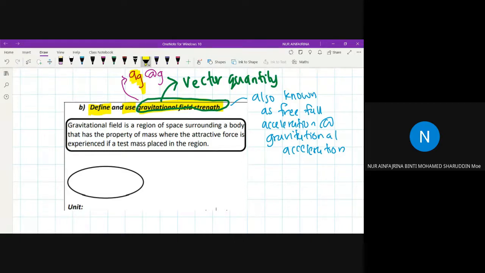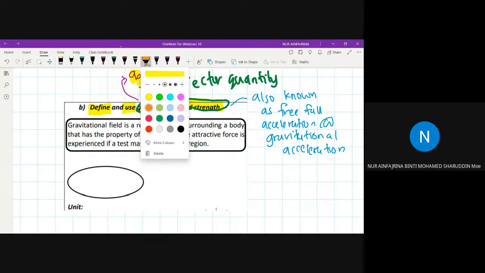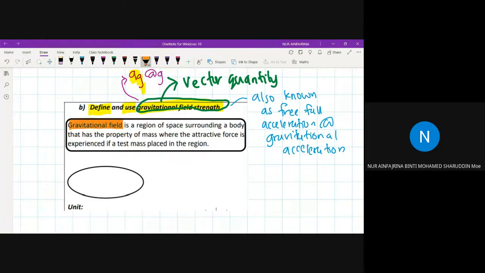Okay. Now, dia cakap what is the definition of gravitational field strength ini? Dia kata gravitational field is a region. Okay, dia macam a region of space surrounding a body that has a property of mass. Okay, senang cerita, your body itu, your particle, your object must have mass. Kena ada jisim.